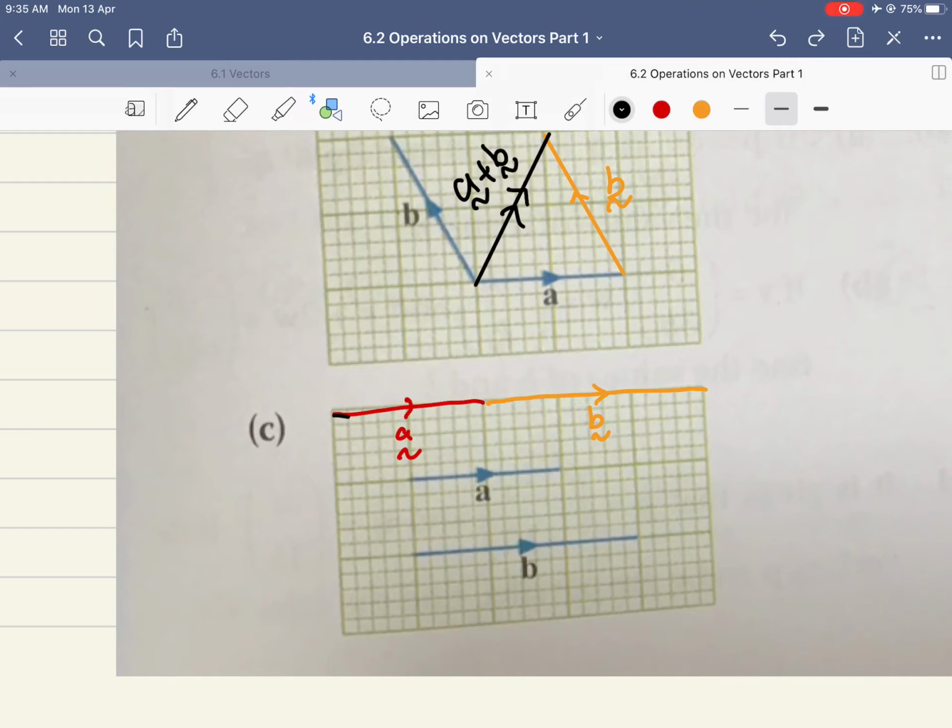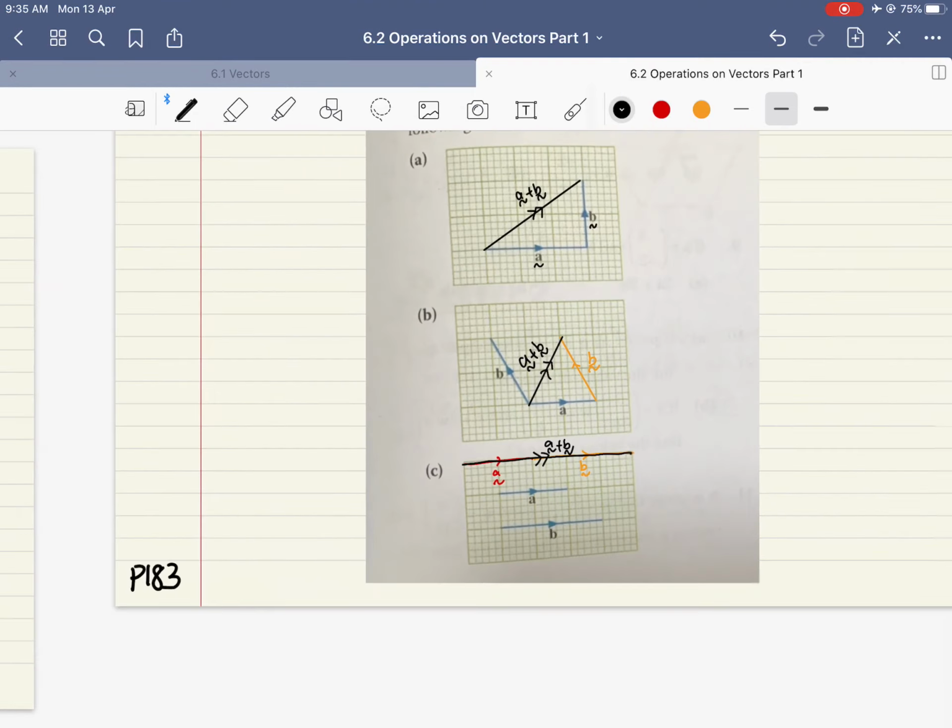The diagram is not so straight, so let me just draw freehand. A plus B is like this. Okay, A plus B is like this. This is the resultant vector, A plus B.